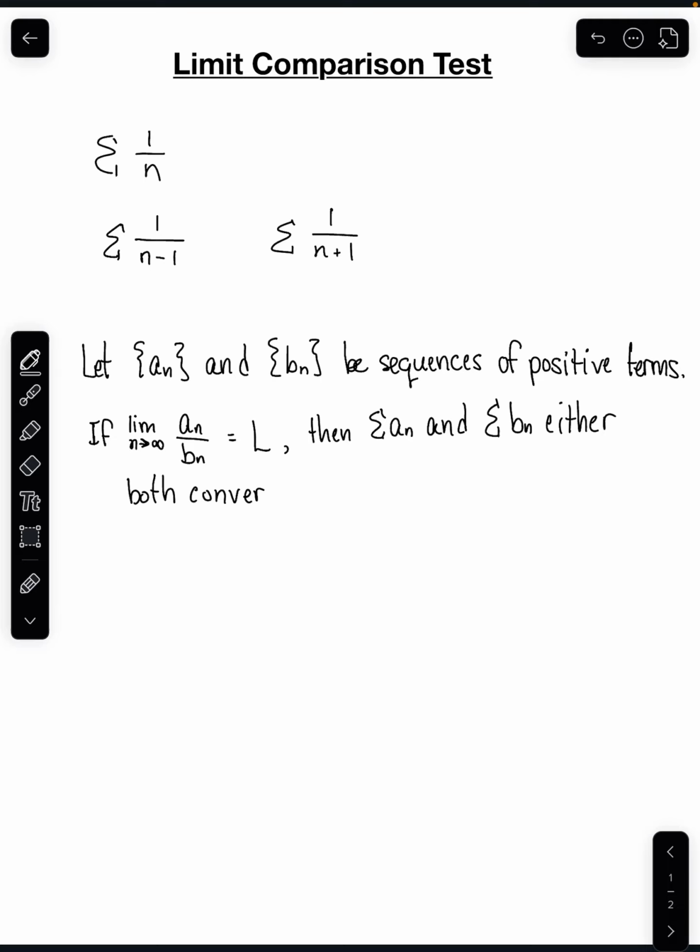So by looking at the growth or decay rates of these two sequences, if they share the same growth rate, then the series will either both converge or both diverge.